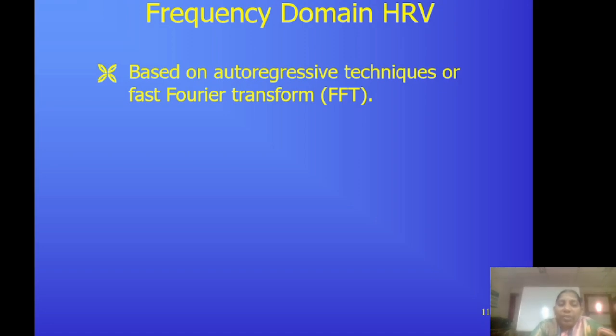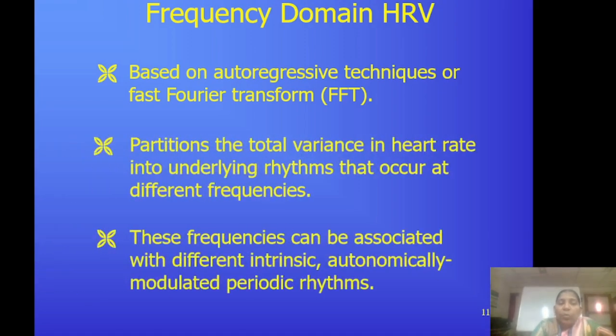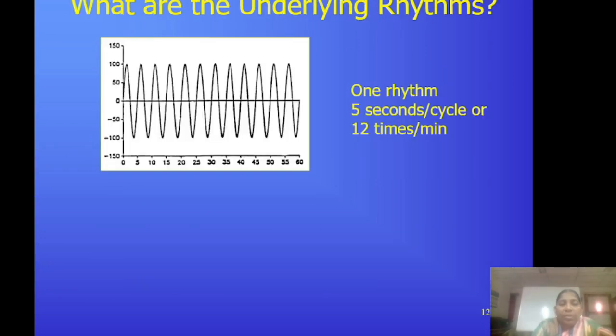Then the next one is frequency domain HRV. In that, we are able to analyze using autoregressive techniques or the fast Fourier transform. If you look at the frequencies, various frequencies associated with the distinct intrinsic and periodic rhythms are observed here. Now we have an example. If you see this particular waveform, it looks like a sinusoidal waveform.